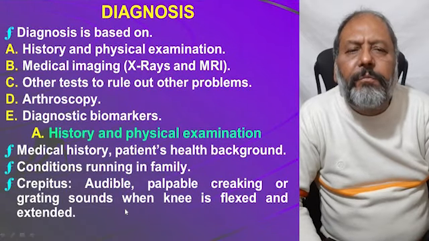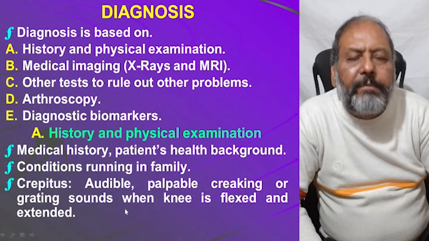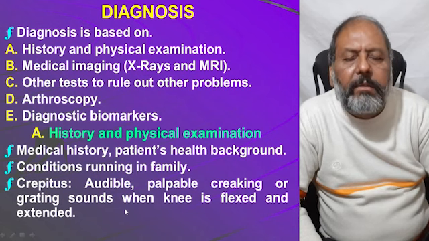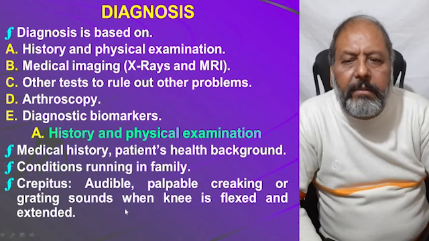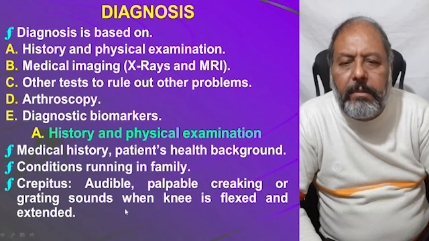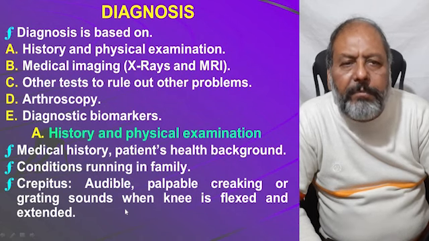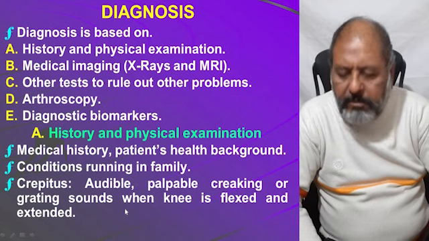The diagnosis of osteoarthritis is based on five parts. Number one, history and the physical examination. Number two, medical imaging, X-ray and MRI. Number three, other tests to rule out the other problems, and arthroscopy. Number four, and number five is the diagnostic biomarkers.